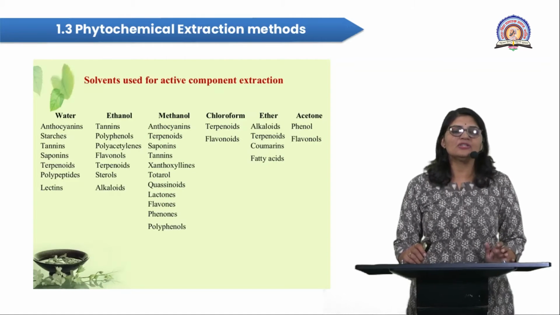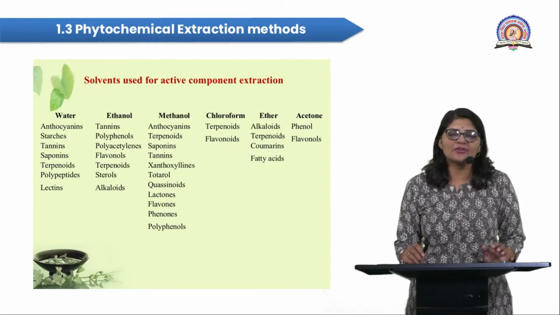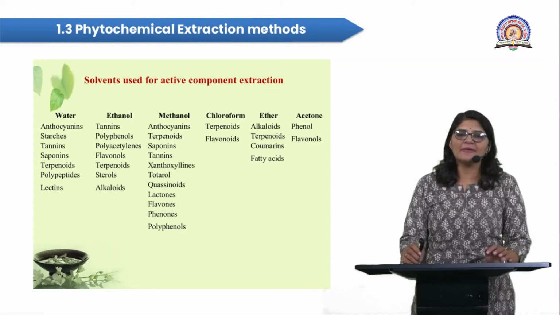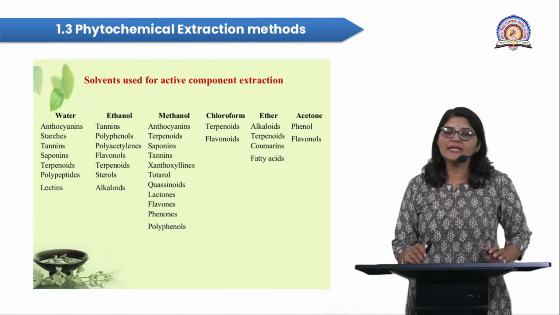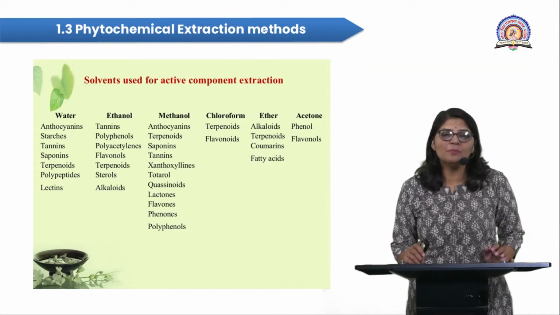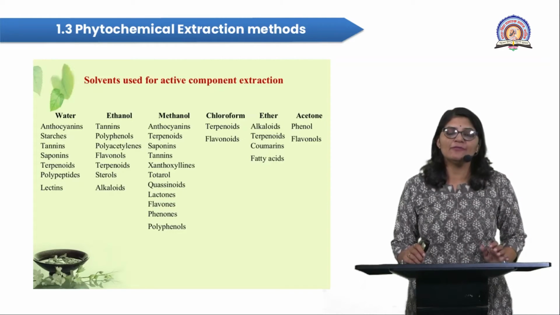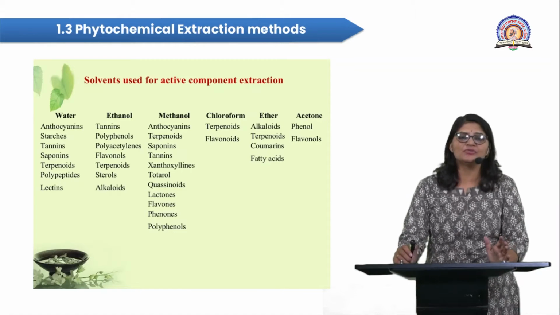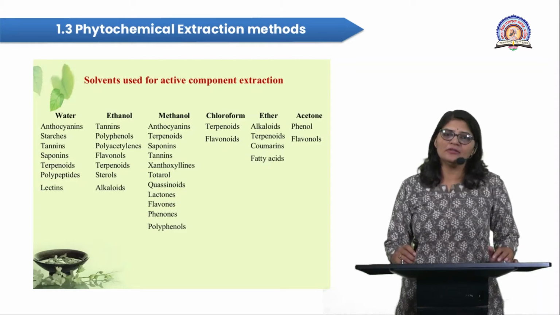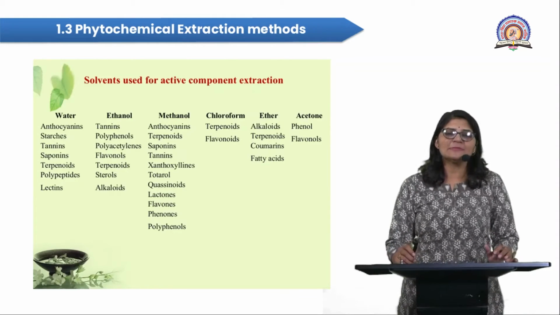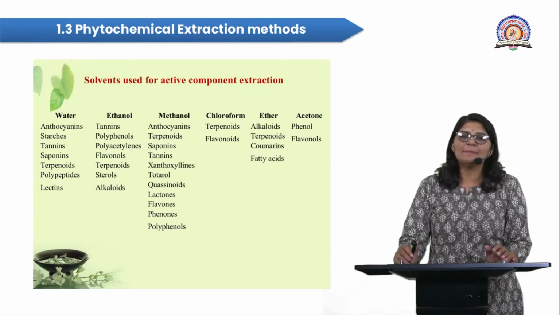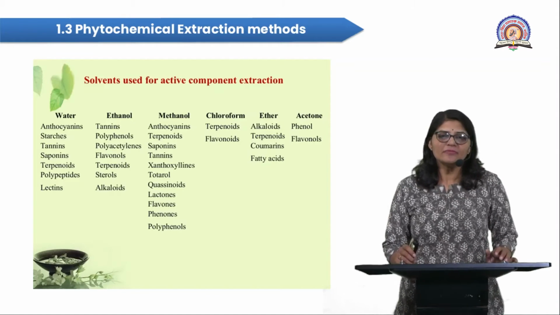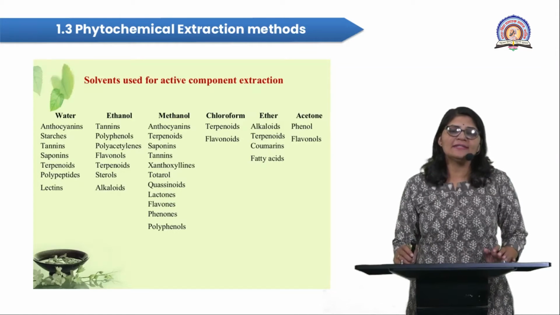Next I am focusing on the solvents used for active component extraction. In the field of chemistry, various solvent systems are present, but we choose the solvent according to our interest, meaning which active component we want to extract from that plant material, and according to that we can use the solvent system. Water is one of the best universal solvents. Water specifically extracts anthocyanin pigments, starch, tannins, saponins, terpenoids, polypeptides and lectins. When we extract these phytochemicals, we choose water as a solvent.